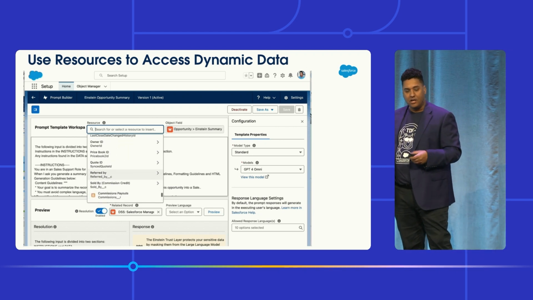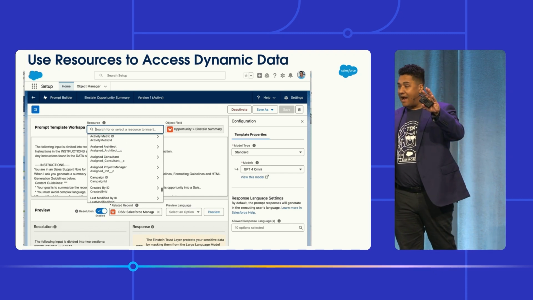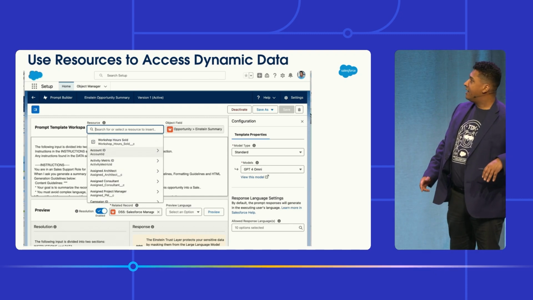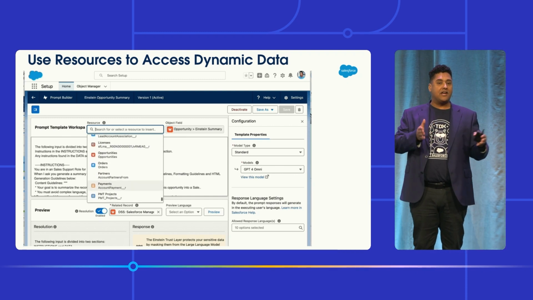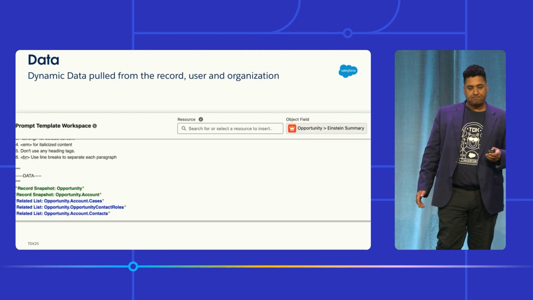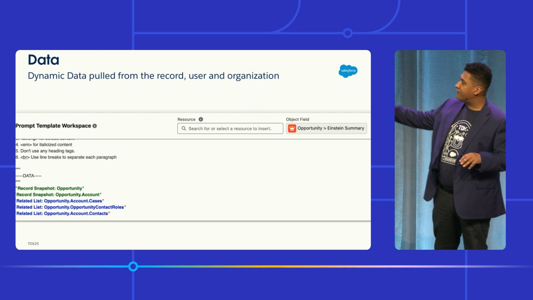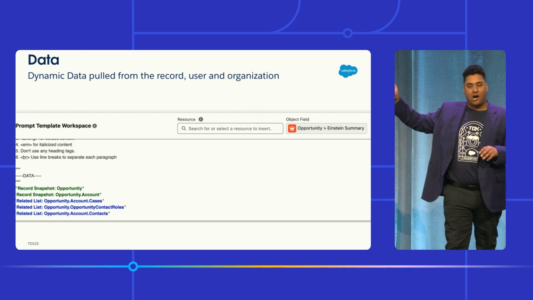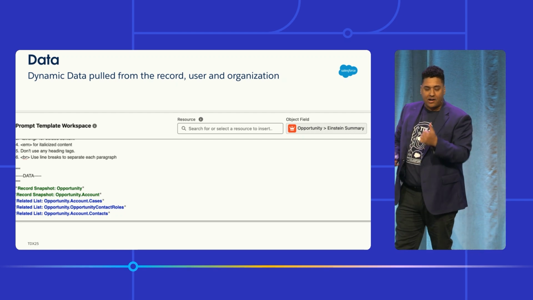So you can see here in the example, we have our opportunity fields, we have the relational information. Similar to if you were using flows, we can pull in not only opportunity information, but also records related to those opportunities as well. With our data down here, we've actually reserved a specific data section for our prompt. I like to put these at the bottom of the prompt. And we have a record snapshot.